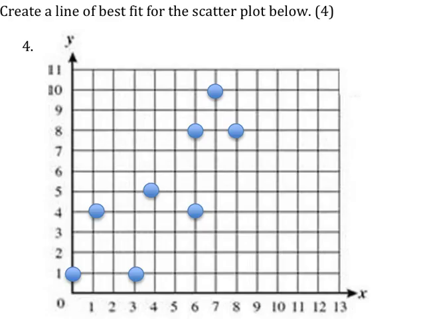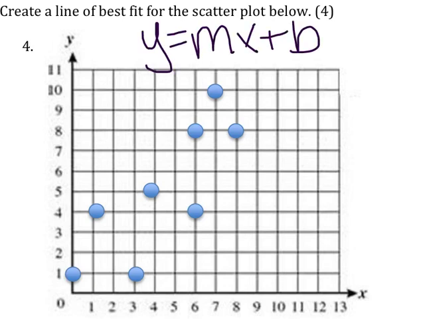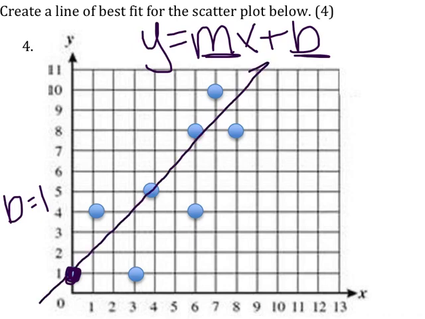Create a line of best fit for the scatter plot below. So on this one, the easiest is to write it in the form y equals mx plus b. The way to do that, however, would be to have our y-intercept and our slope. So let's find that. Here we have our y-intercept, so that means that b equals 1. And you pick a line to go through. I like that point there.